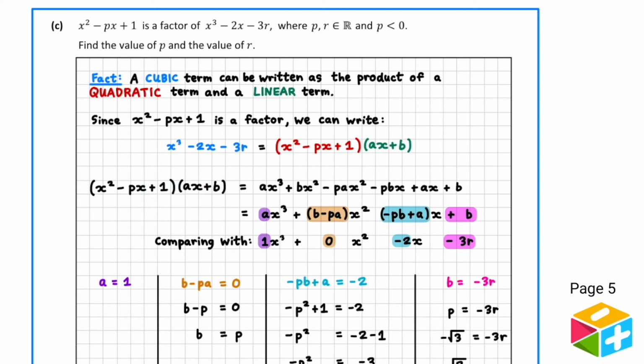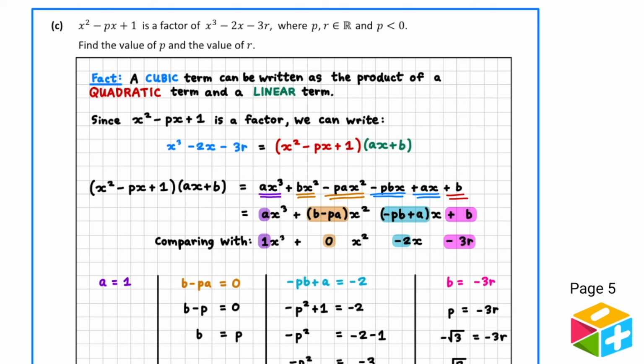From here, we can simplify by grouping like terms. The only x cubed term is ax cubed. There's two x squared terms, bx squared and minus pax squared, so the overall coefficient for x squared is b minus pa. There's also two x terms, minus pbx and plus ax, so the coefficient for x is minus pb plus a. Finally, there's only one constant term, plus b.